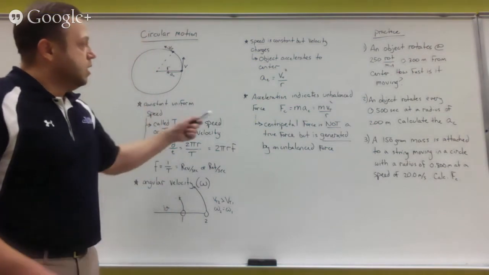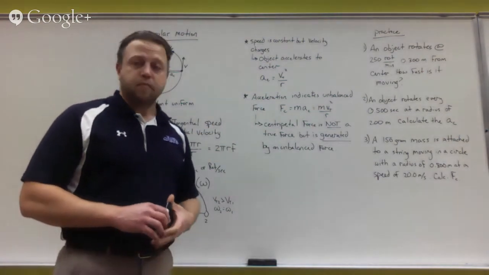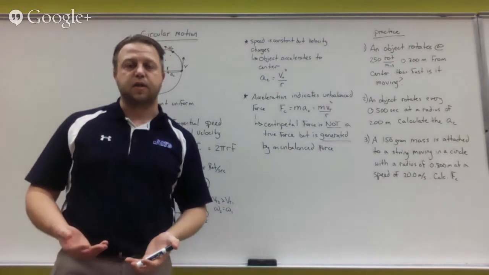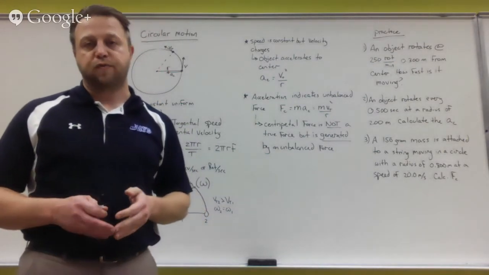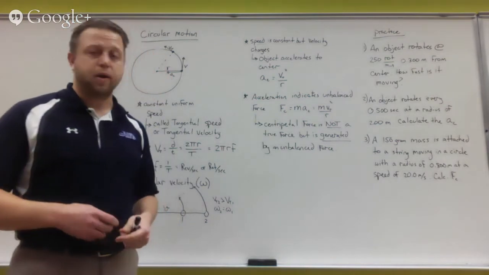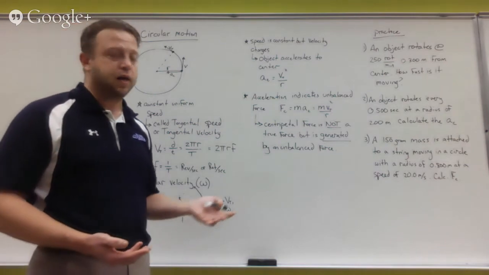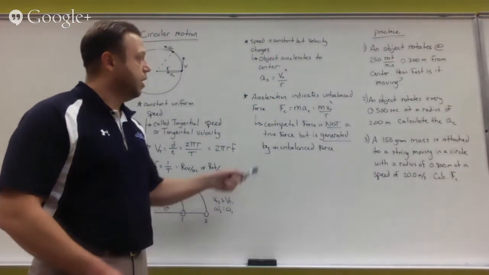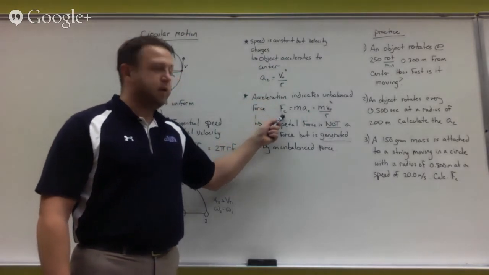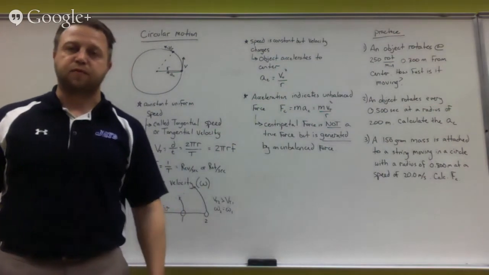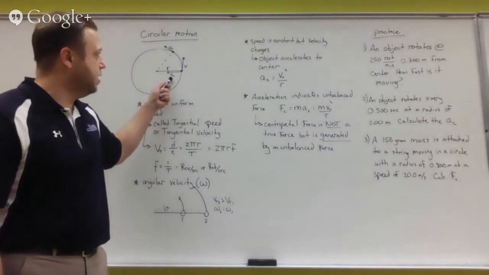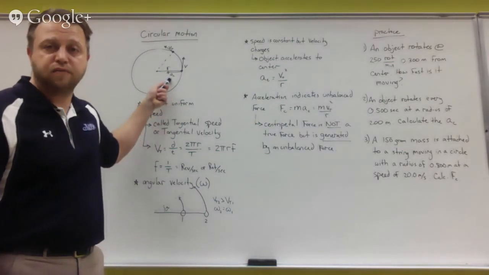Now, since acceleration exists towards the center of our circle, anytime we have an accelerating object, that means there must be a net unbalanced force that is pointing in the direction of the acceleration. That goes all the way back to our linear problems in Unit 3 and any problem we've had since then. Since we have centripetal acceleration, that means we must have a net unbalanced force also pointing towards the center. So our force vector arrow is going to be pointing in the exact same direction as our acceleration vector.